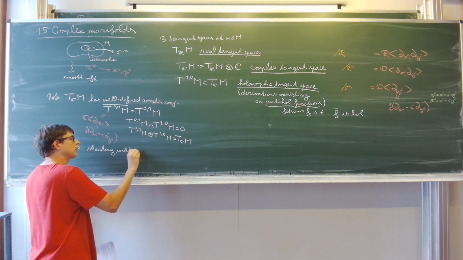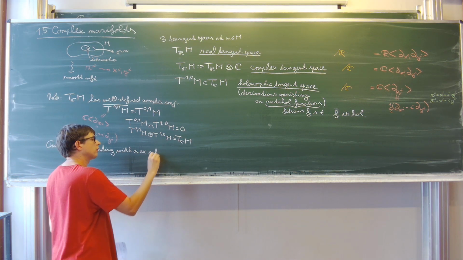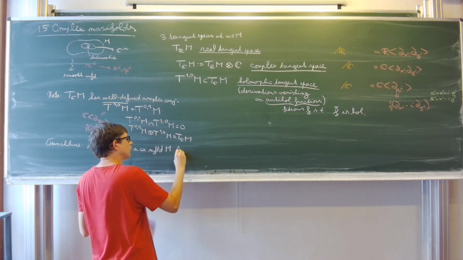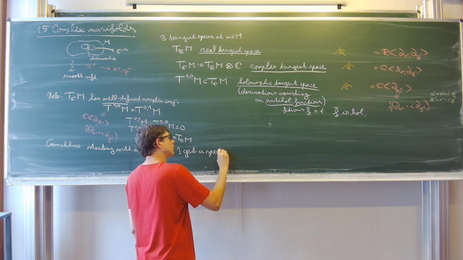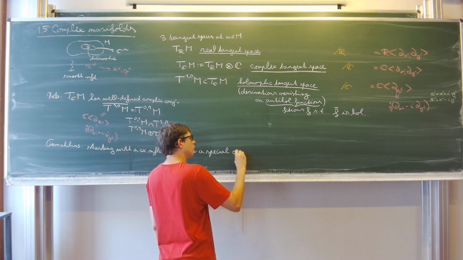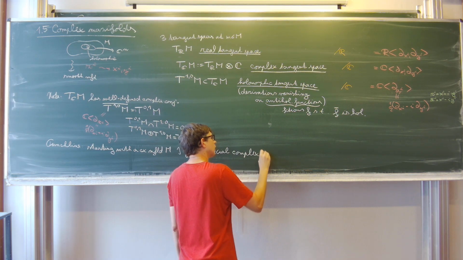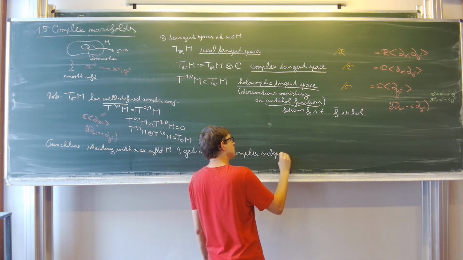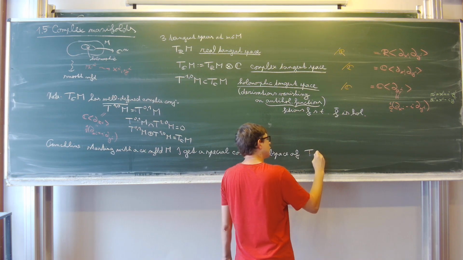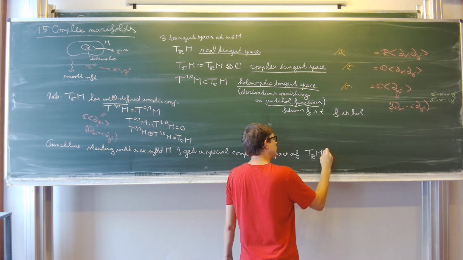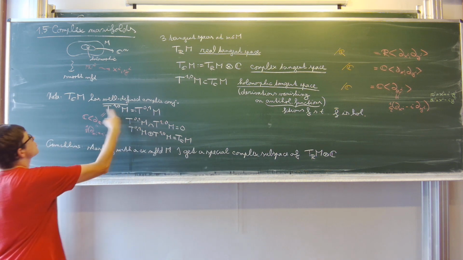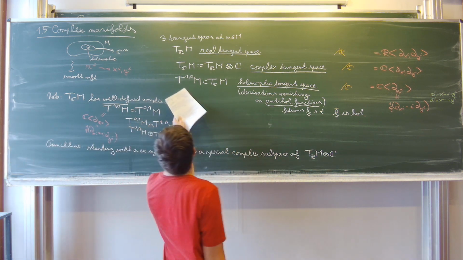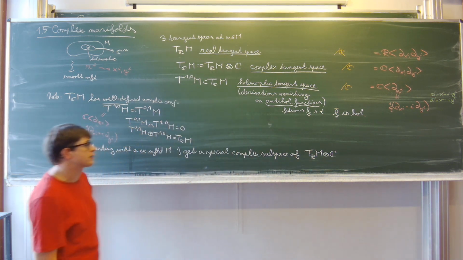Starting with a complex manifold, I get a special complex subspace of the complexification of its real tangent vector space. And this subspace is the space of holomorphic directions. This one is the holomorphic tangent space.